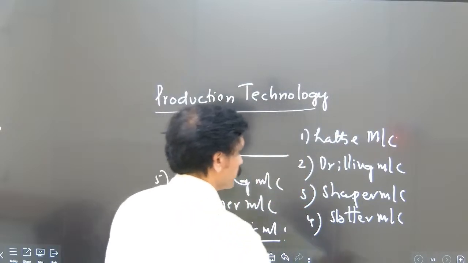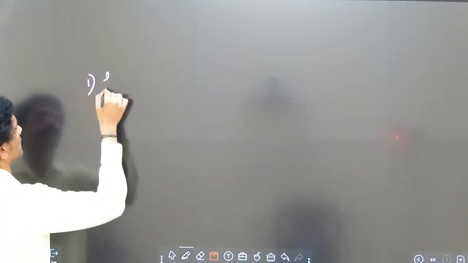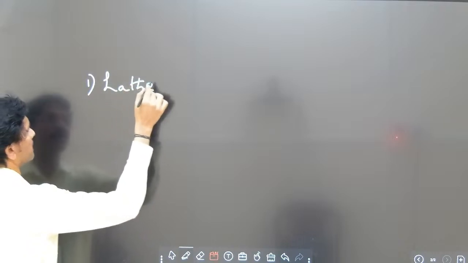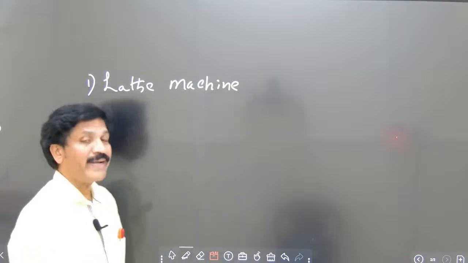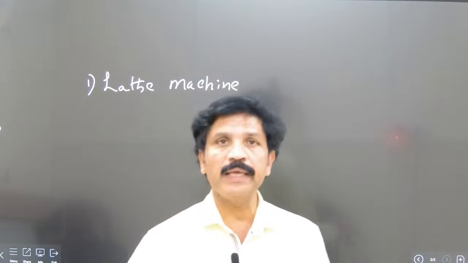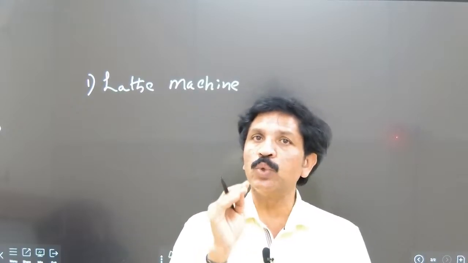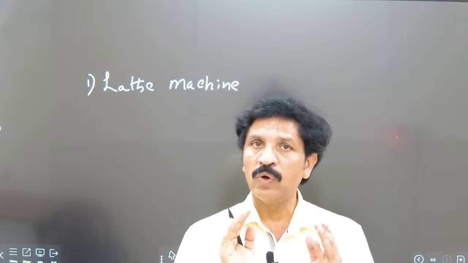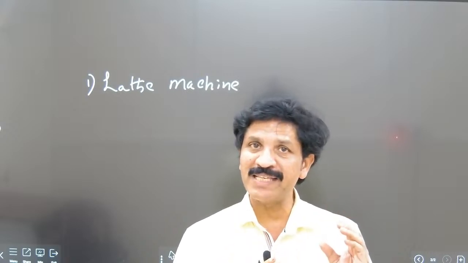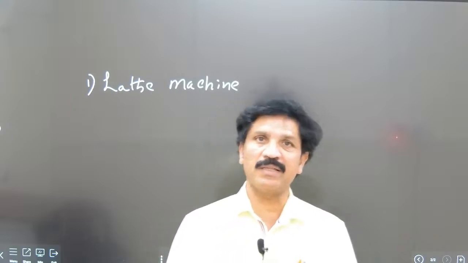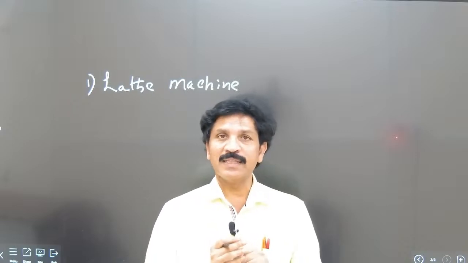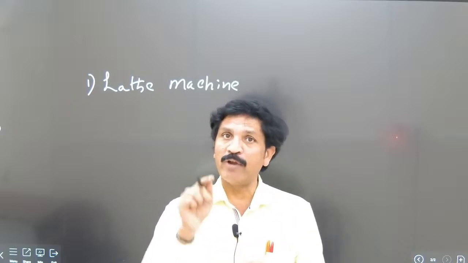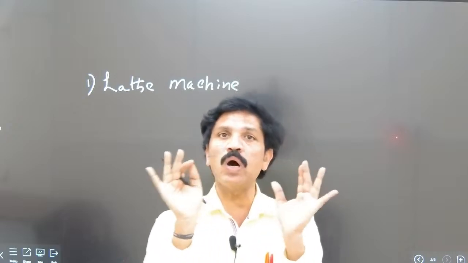See here, the lathe machine. What is a lathe machine? Here in the lathe machine, the tool is stationary and the work component, that is the workpiece, is under motion. Whereas in a drilling machine, the tool is under motion and the workpiece is stationary. These two are different.